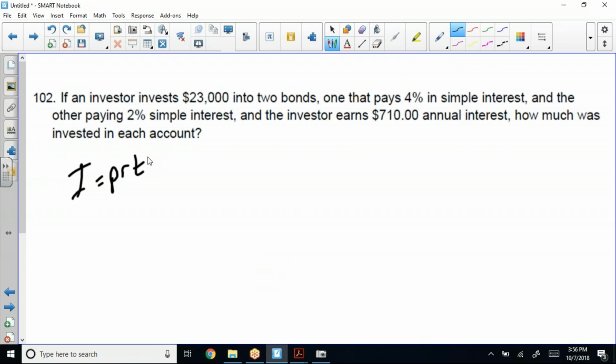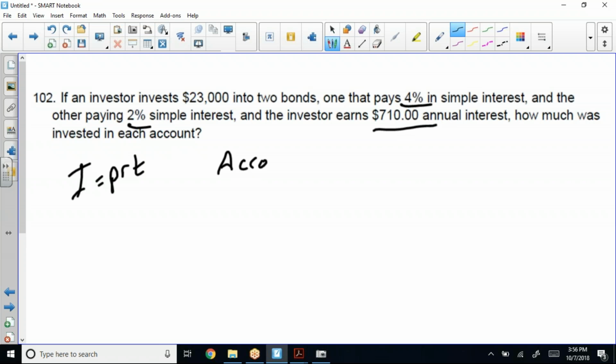I = PRT, right? P is the principal, I is the interest he makes, R is the rate as a decimal, and T is the time in years. So he puts it into 2 bonds, one that pays 4% and one that pays 2%, and he earned $710. How much was invested in each account?